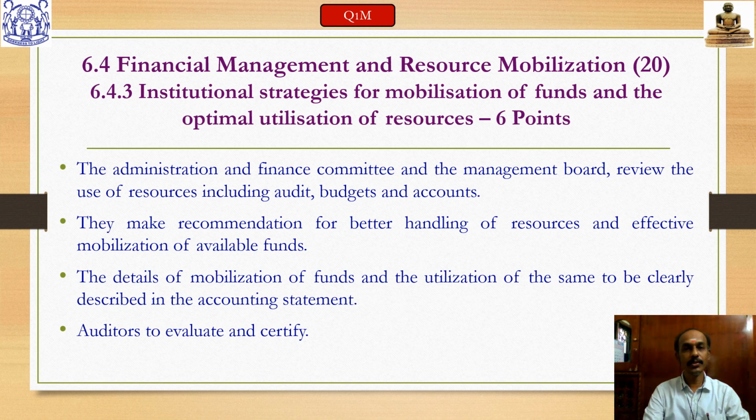So 6.4.3 is institutional strategies for mobilization of funds and optimal utilization of resources. One strategic plan of financial management to be adopted by the institution is that they should have a proper budget: what kind of receipts they are going to receive, and what expenditure they are going to incur during the financial year. They should have proper resource handling, and effective utilization of funds is very important. Since the involvement of teachers will not be here, anyway you should know what the metric is all about, so that is why I am explaining it to you all. The details of mobilization of funds and how far they are utilized should be properly mentioned in the accounting statement and certified by the auditor. And this is qualitative in nature.